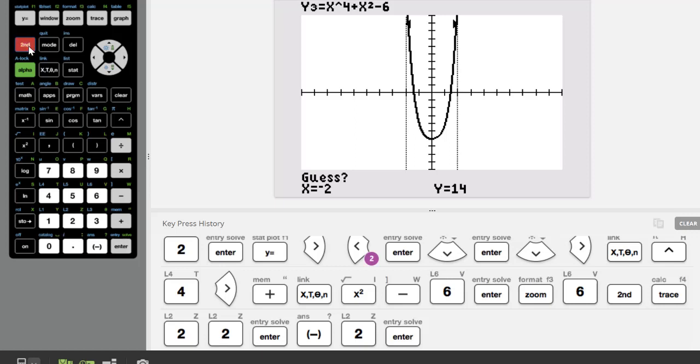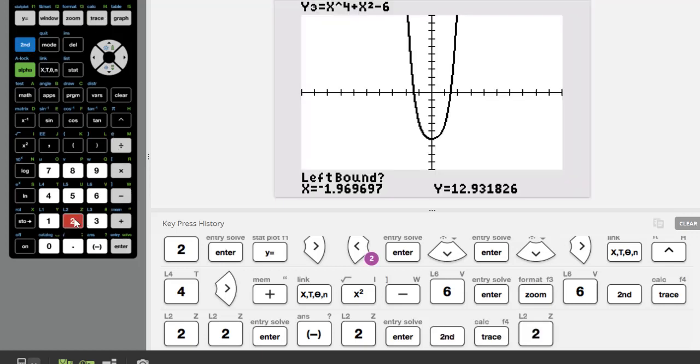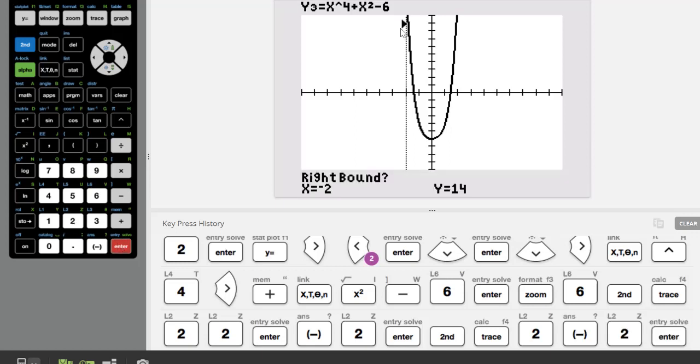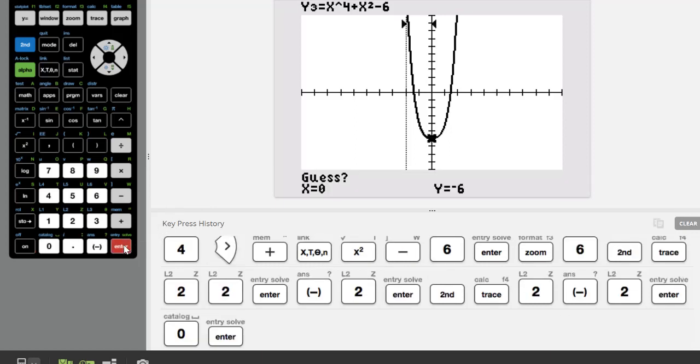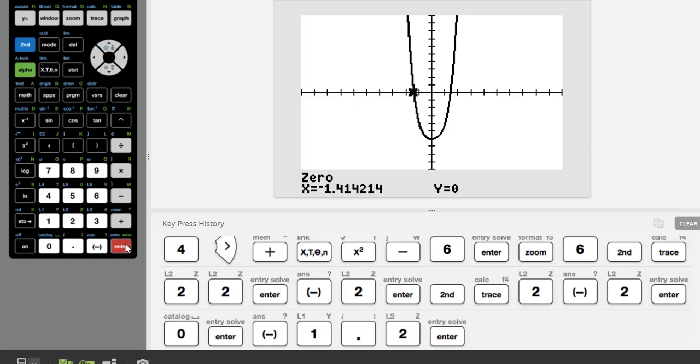How about if I do second, calc, 0, left bound, -2, enter. So we're over here. Right bound, let's say is 0. And guess, let's say we want to say like -1.2. Enter. And we weren't very close. It was -1.4.